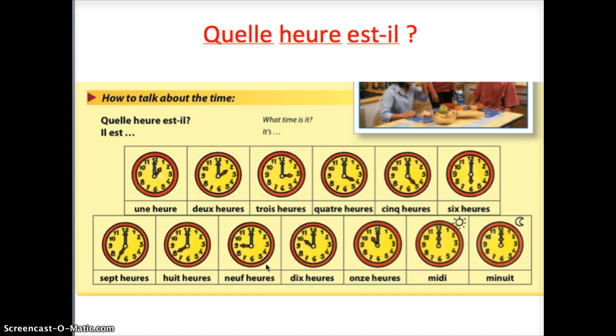Il est 9 heures. Il est 10 heures, il est 11 heures, il est midi, midi means noon, il est minuit, means midnight. Mi in French means middle, okay, and di is day. Midi, middle of the day, minuit, middle of the night, nuit is night.